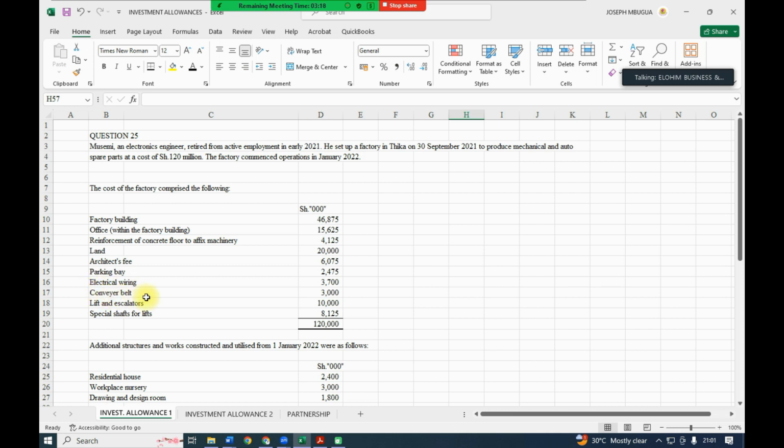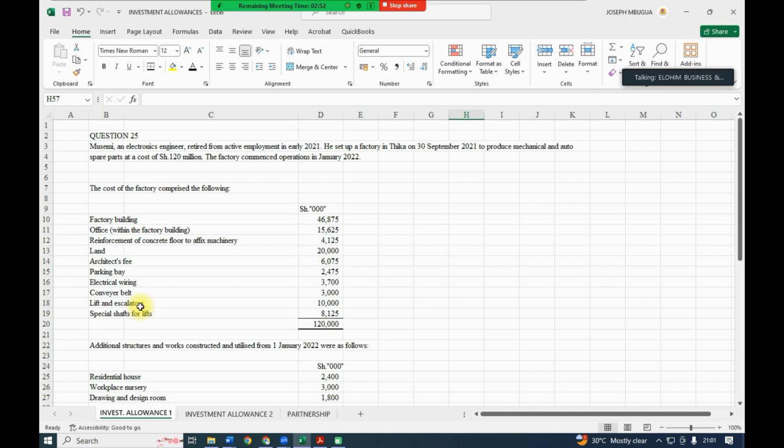Electrical wiring, conveyor belt, lift and escalators, and special shafts for the lifts. All those will qualify apart from land. Apart from land, in this case, land does not qualify for any. Remember, even in financial accounting, we don't depreciate land. Ideally, land appreciates. So in this case, land does not qualify for any capital allowance.